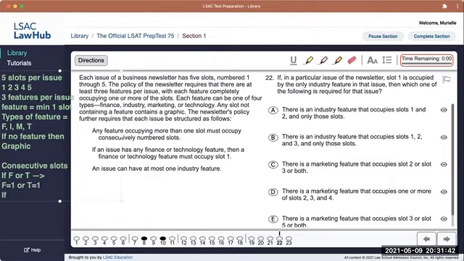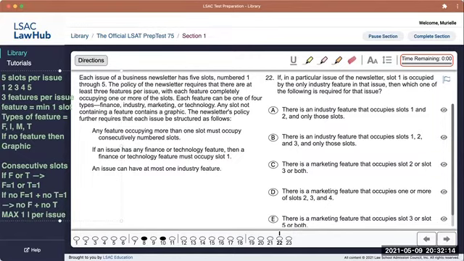However, if we don't have F in 1 and we don't have T in 1, then no F and no T. That's our contrapositive. Right, last rule, an issue can have at most 1 industry feature. So max 1 industry feature per issue.